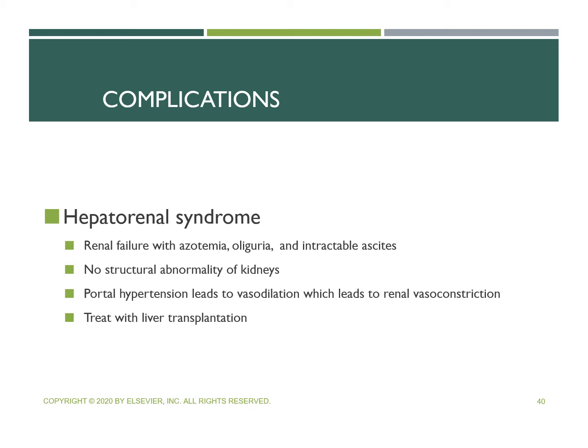However, the portal hypertension leads to vasodilatation, which leads then to renal vasoconstriction. And unfortunately, after you have the renal vasoconstriction, the patient usually ends up with the development of renal failure with advanced liver disease. And the only way to treat this is with liver transplantation. Pretty significant renal issues with a patient that has liver disease.